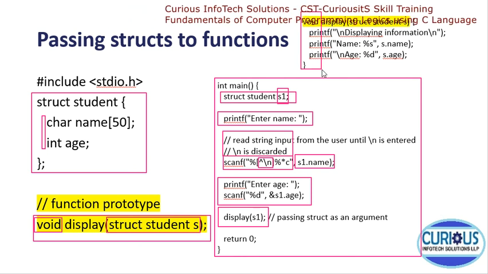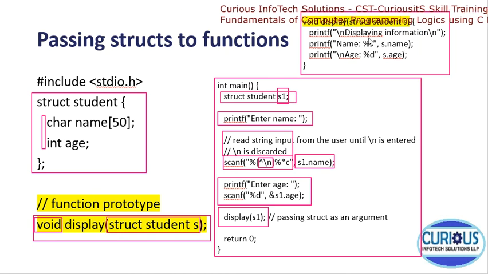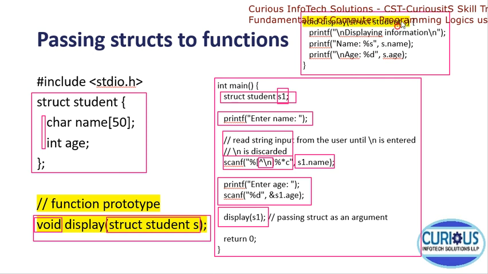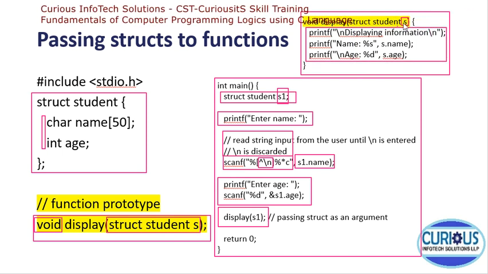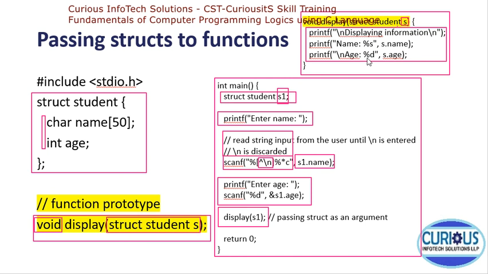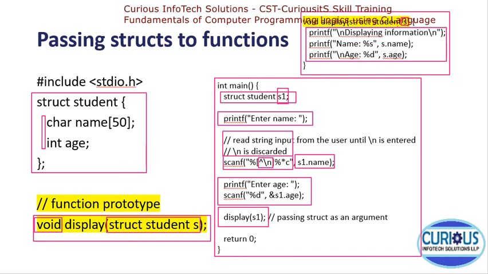Now we have a sub function here. In this sub function we are receiving s1 into s. So s is the receiving variable. Here we have a simple printf statement. Whatever is in this s, we will display here. Likewise, you can make very useful programs through functions.